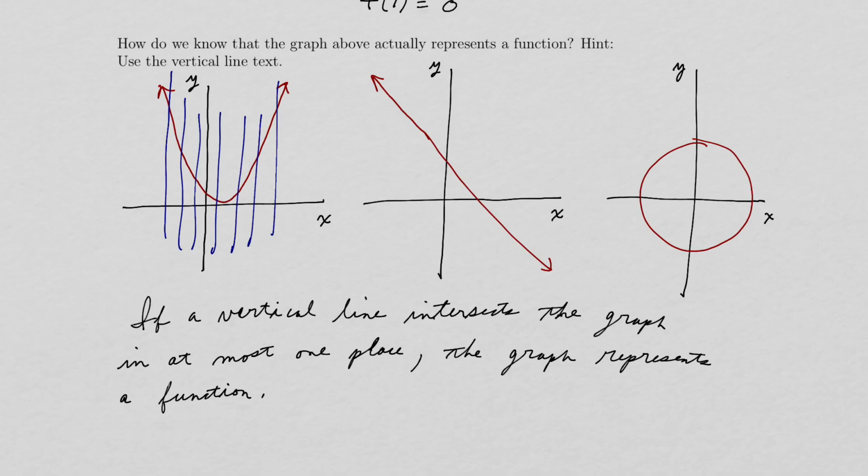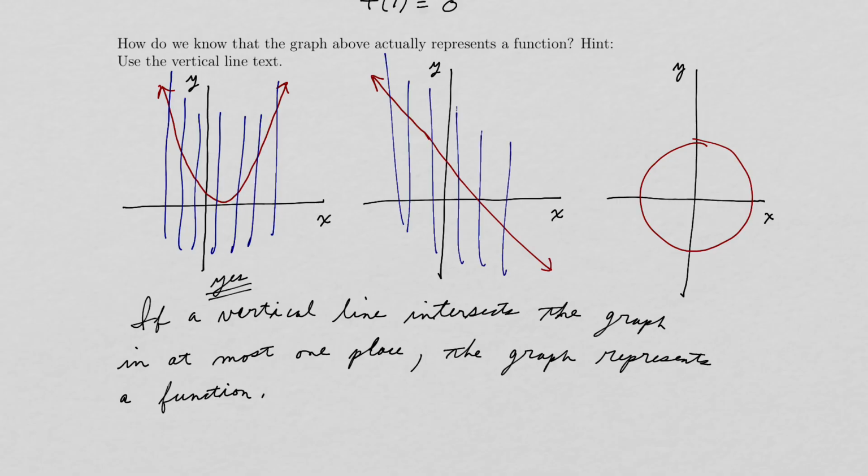Okay, so is the first one? Yeah, certainly this parabola is a function, right? What about this line here? Yeah, in this case, if I do a vertical line test, do a bunch of vertical lines, they only intersect that line in one place. So yes, this is certainly a function as well.